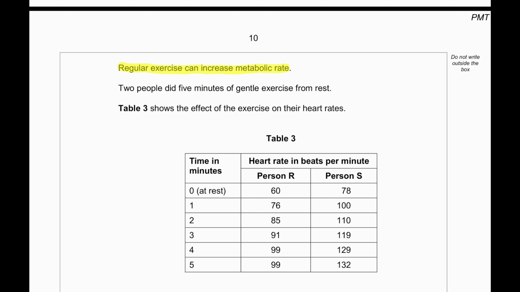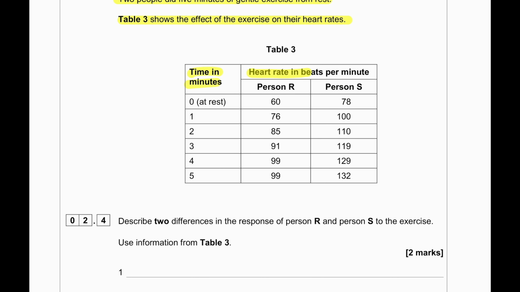Regular exercise can increase metabolic rate. 2 people did 5 minutes of gentle exercise from rest. Table 3 shows the effect of the exercise on their heart rates. We can see time in minutes and then heart rate in beats per minute. So from 0 at rest to 5 minutes, we can see that the heart rate for person R increases up to the 4th minute and then remains constant, at 99. But for person S, the heart rate keeps on increasing up until the 5th minute, and you can see it goes to a much higher level, which is 132.